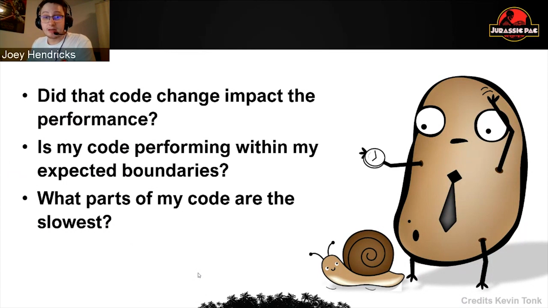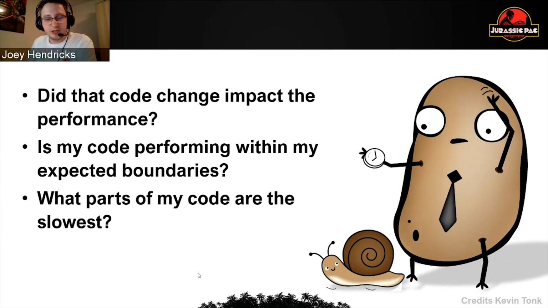Also, what we would like to ask about our code is: is my code performing within my expected boundaries? Is it between 1 second and 0.11 seconds? Where is it in between? It has to be in between those boundaries. If it breaches one of those boundaries, we have a problem. It's either too fast or too slow. So we want it to stick between those boundaries, and we can call that more of a sanity check.